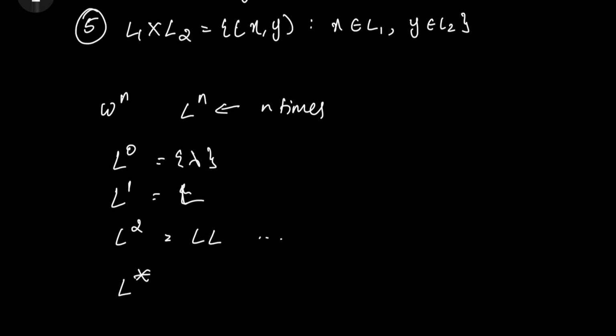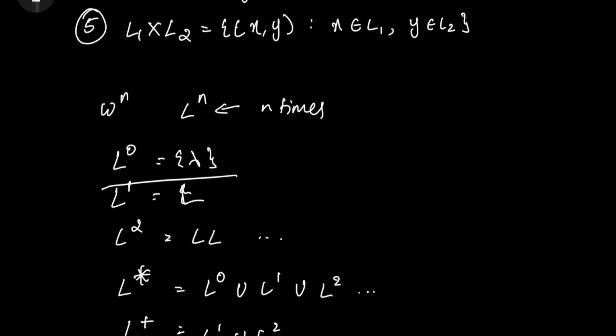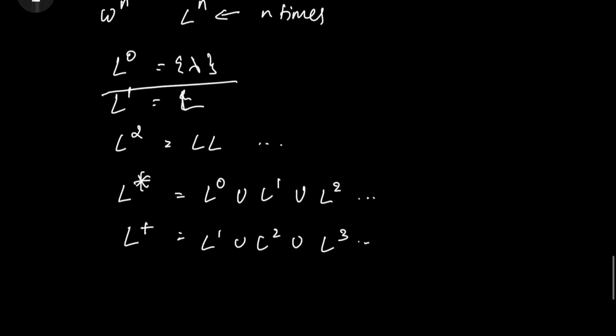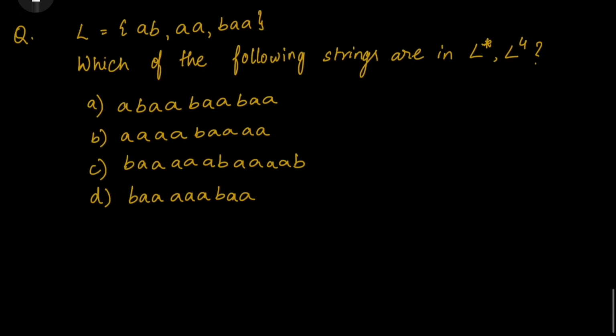Now L star is also present, so L star is L0 union L1 union L2 and so on. Similarly, L plus. The difference between plus and star, as we know earlier, is that lambda wouldn't be there. So lambda is L0. If we omit this L0, we get L plus, that is L1 union L2 union L3 and so on. Now that we have seen a few of our operations, let's move on with some questions.